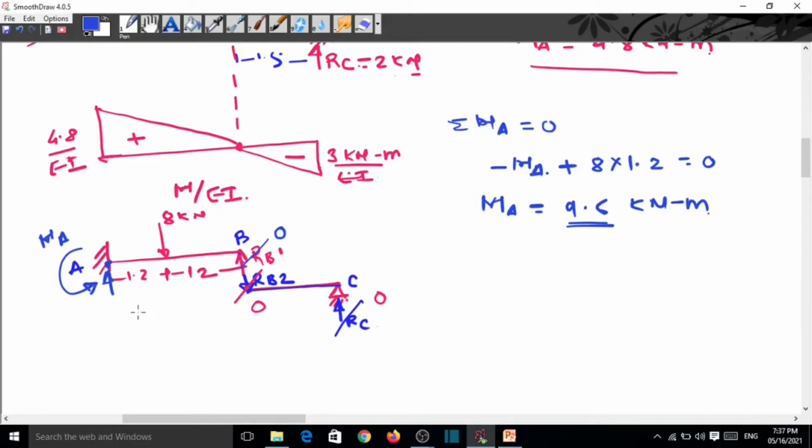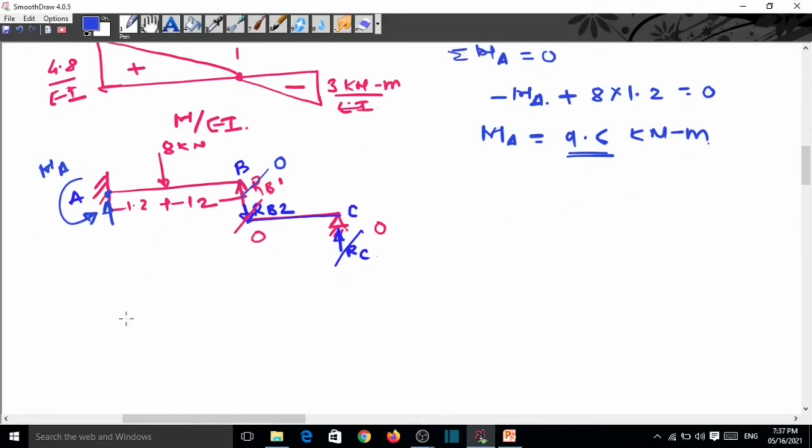Now the next part is to draw the BMD for this part. So now here we draw the BMD. For this portion there is no bending moment, and from the point D there is also no bending moment. So bending moment is only at A, and this is 8 into 1.2. This creates a hogging bending moment, so that is negative, and that is 9.6.